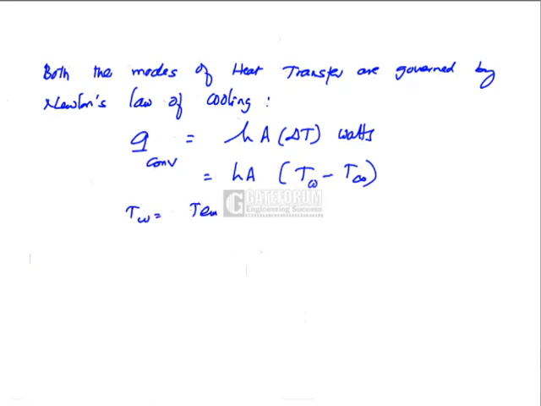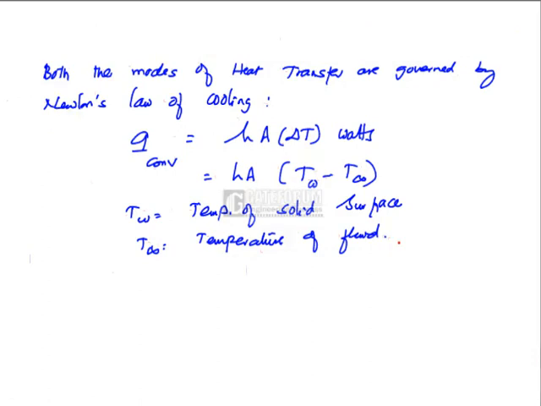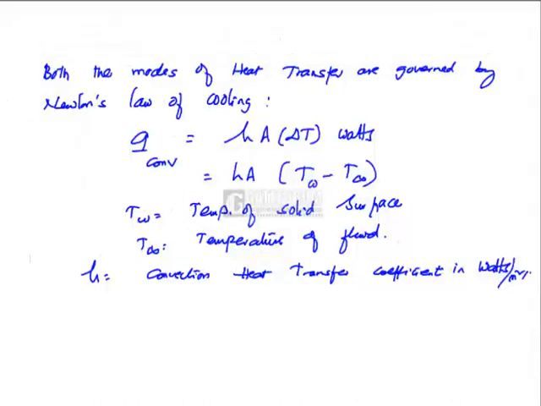Tw is the temperature of the solid surface and T infinity is the temperature of the fluid. h is the convection heat transfer coefficient in watts per meter square Kelvin. Now I shall give some numerical values for the range of h.